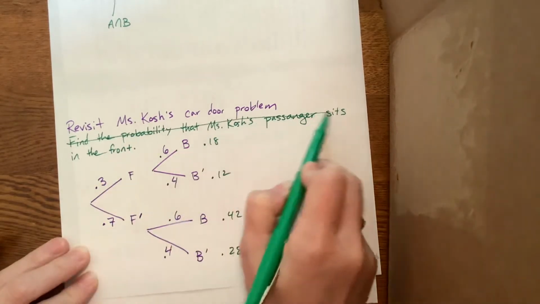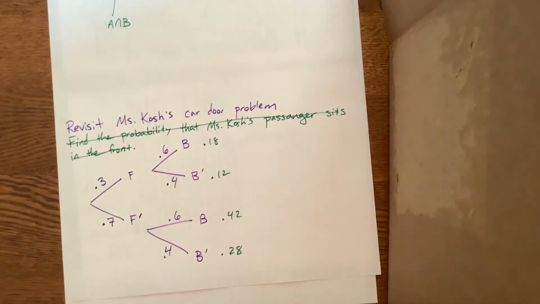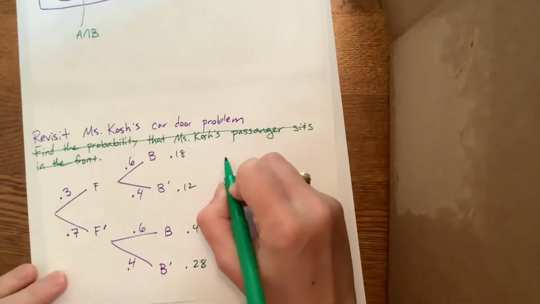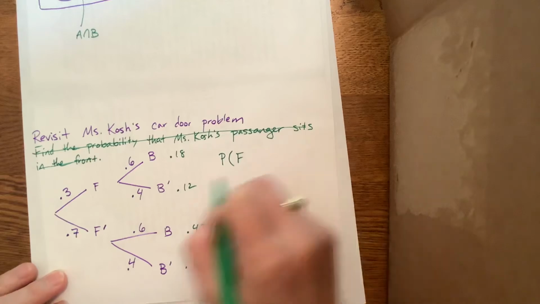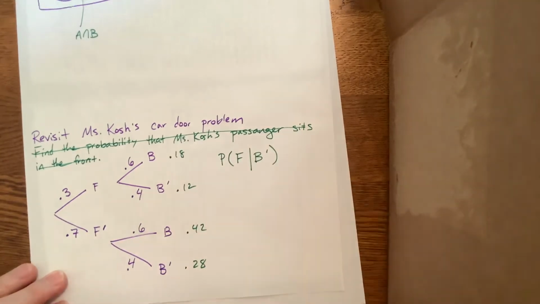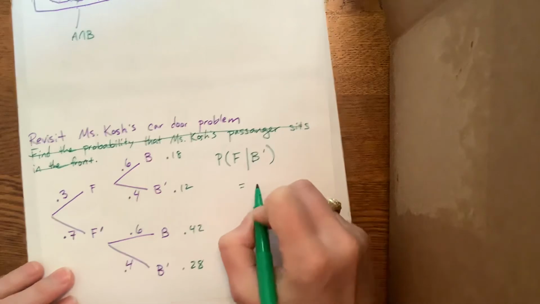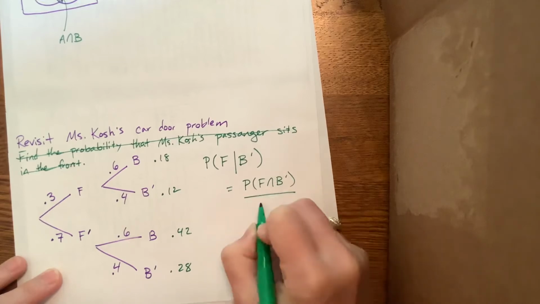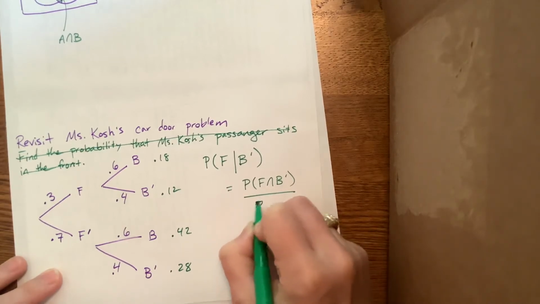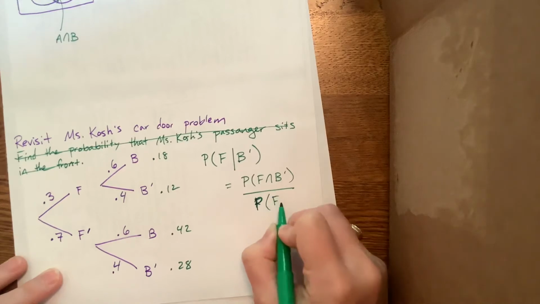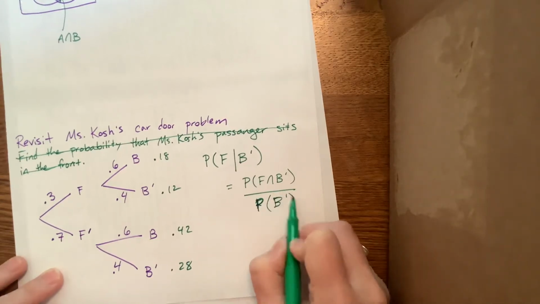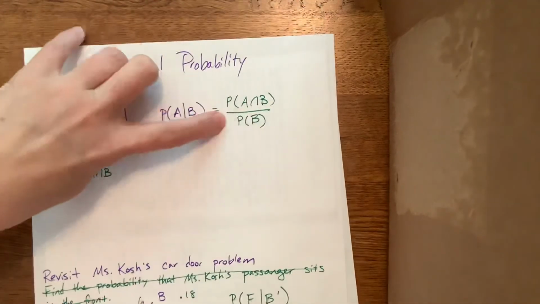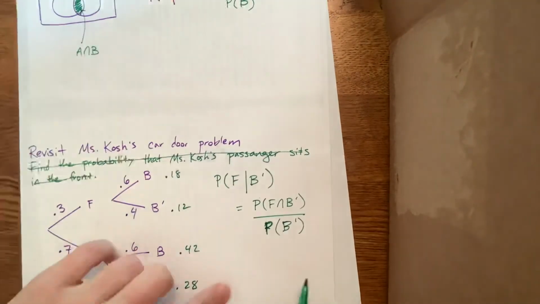Let's tweak this a tiny bit. Let's say, what's the probability that I was able to have a passenger knowing that the back door didn't open? Basically, I'm trying to find the probability of having a passenger in the front seat knowing that the back door didn't work. So I want to find the intersection, F intersect B not, over the probability of B not. It's the intersection divided by this one here. Okay, I've matched my formula.